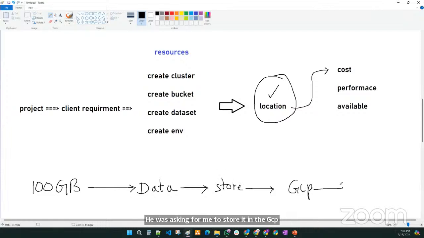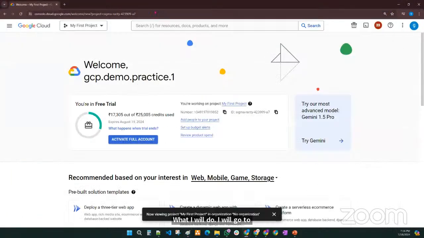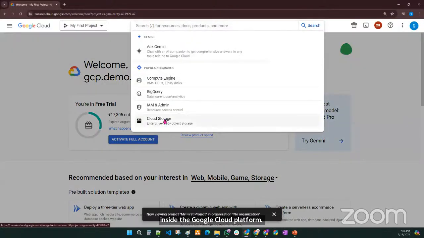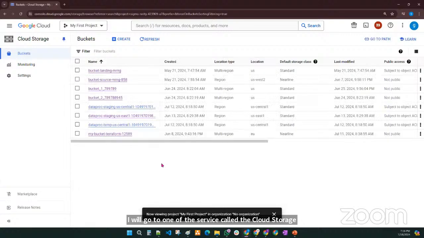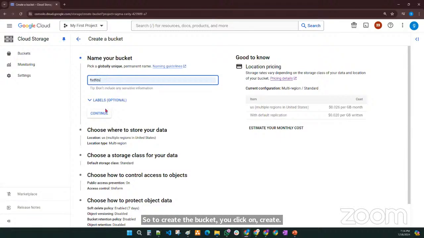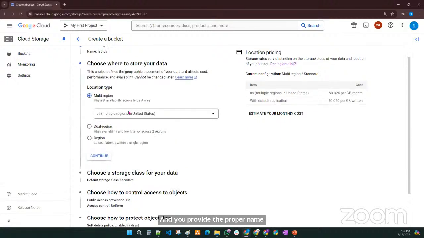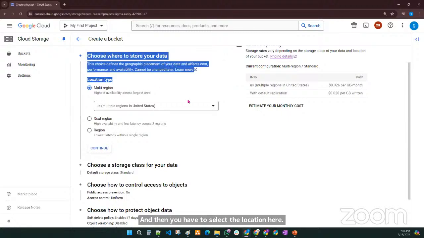What I will do is go to Google Cloud Platform. I will go to one of the services called Cloud Storage, because Cloud Storage is a storage service, a tool where you can store data. If you want to store data in Google Cloud Storage, you need to create a bucket. To create the bucket, you click on create, provide a proper name, and then you have to select a location.